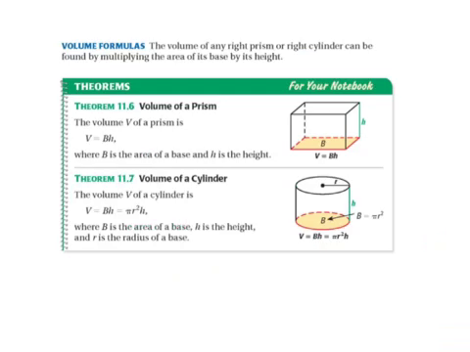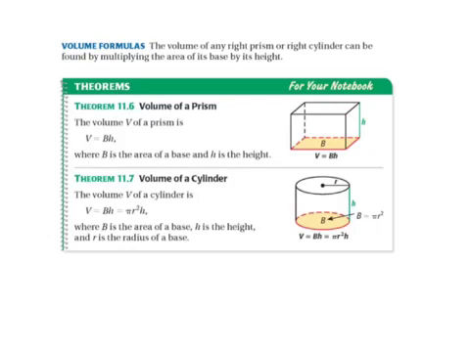Okay, 2 theorems. The volume formulas. The volume of any right prism or right cylinder can be found by multiplying the area of its base by its height. So if we multiply the area of this two-dimensional figure, I'd say it's a rectangle, and multiply it by its height, that'll give you 3 dimensions. It's almost like you're stacking a whole bunch of these little pieces of paper up on top of each other until you get a full box.